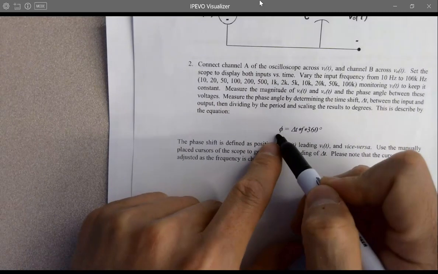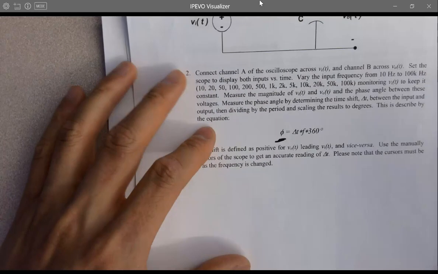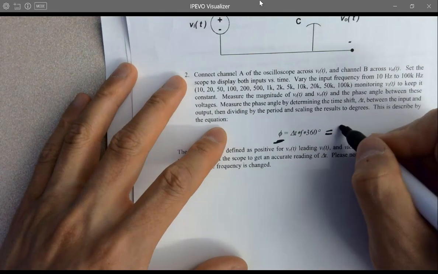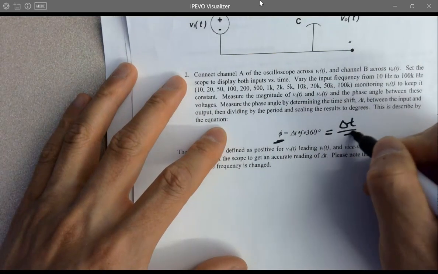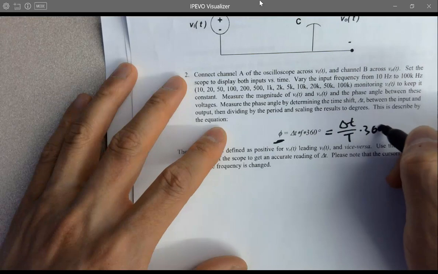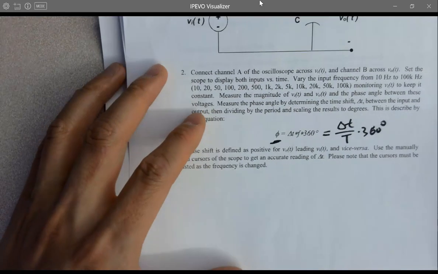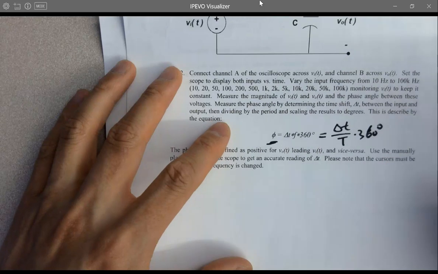So this one will be in degrees. Why does it work that way? So this is the same thing as delta T over the period times 360 degrees, right? So this will be easier to understand.